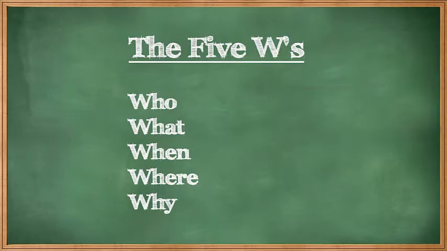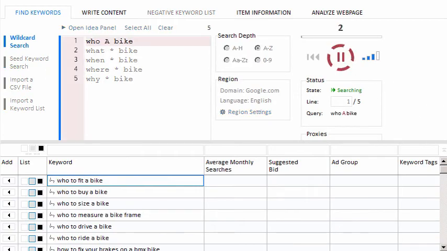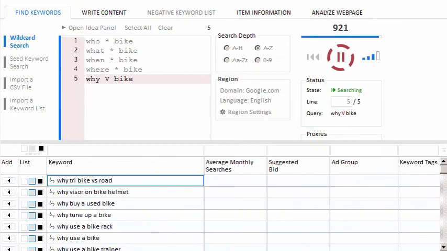Another common search query is just to use the basic 5W questions. You might remember these from elementary school, the who, what, when, where, and why. So just put the main keyword from your niche next to each word. In this example, we're in the bike niche, so we'd get something like this. Let's type these in and press play. And you can see we just got over 900 new keywords.